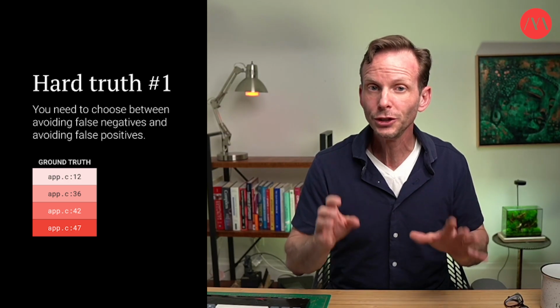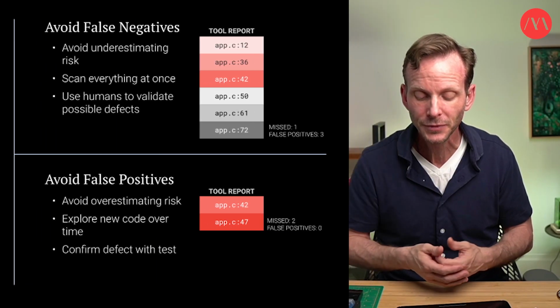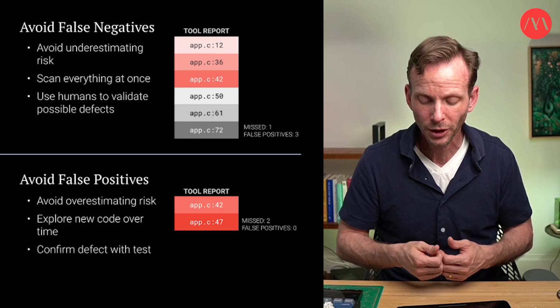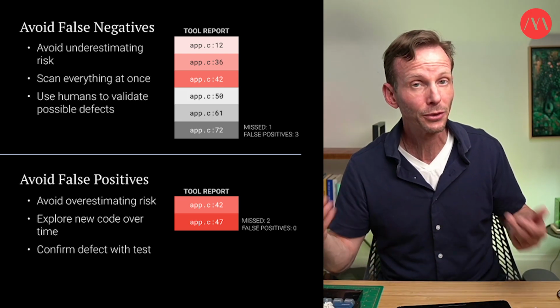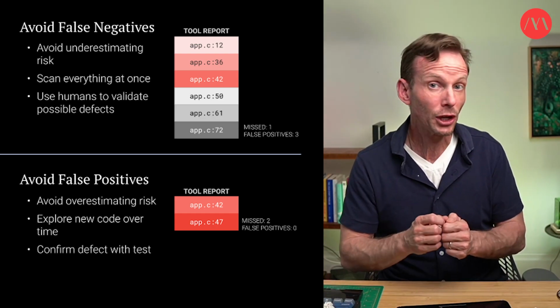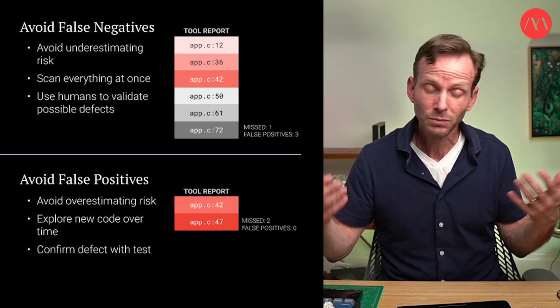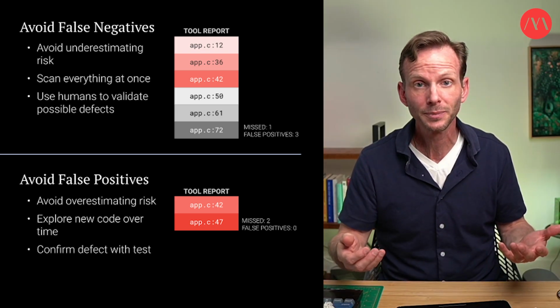So when you get to the truth, really the question you're going to be asking yourself is, what do you prioritize? On one side, you can try to avoid false negatives. And when you make this your priority, what you're going to look for is tools that try to help you avoid underestimating the risk. For example, here we have a tool report that's found and reported 6 different vulnerabilities, of which the top 3 are actually true vulnerabilities.